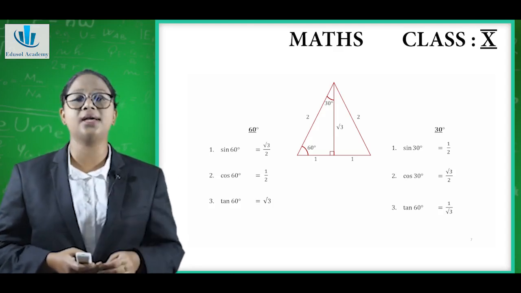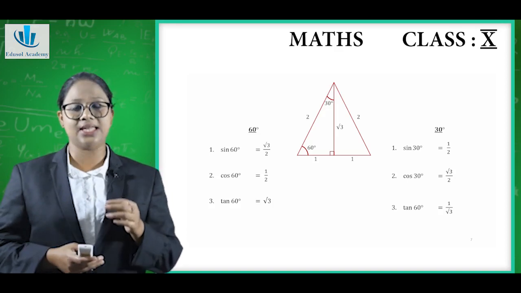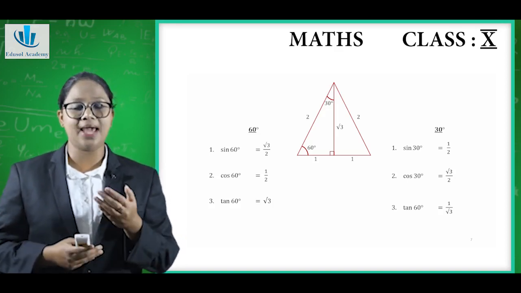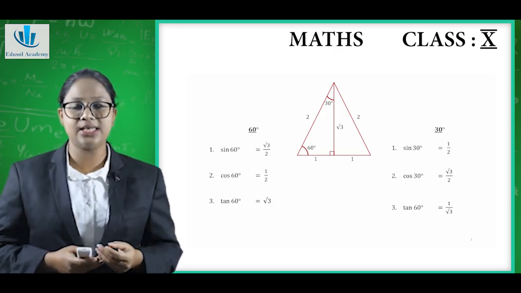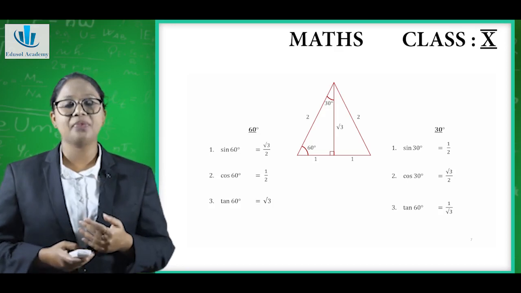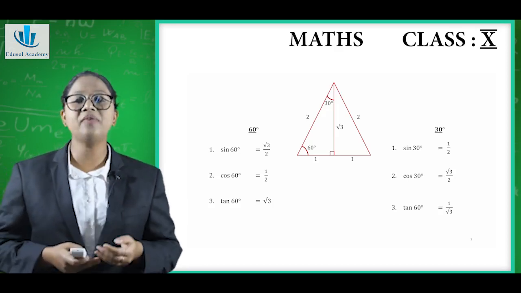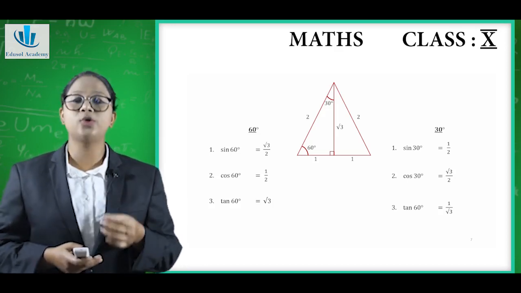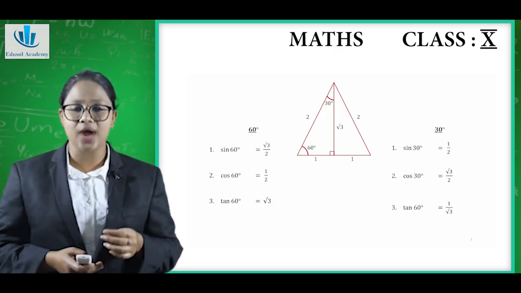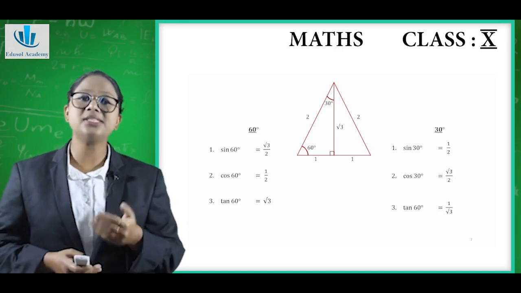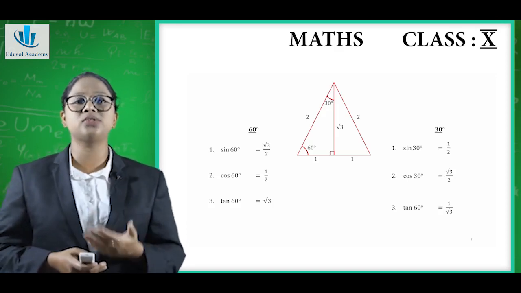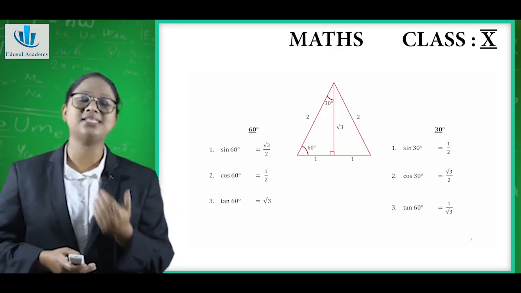Now it's a right triangle, so we have to find the length of the height. We can use Pythagoras theorem. Applying Pythagoras theorem, hypotenuse is here 2, base is here 1. We have to find height. We will get the value of height as √3. So we have got all the sides of the right triangle on the left side. From this, we can simply list out the various ratios for 60 and 30.